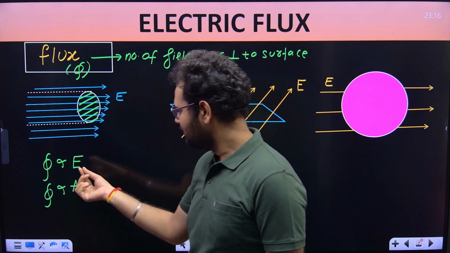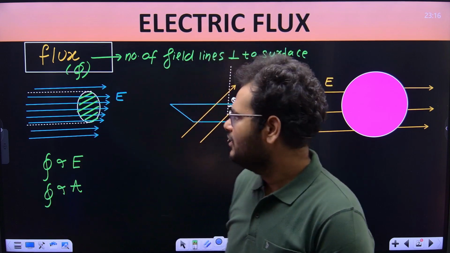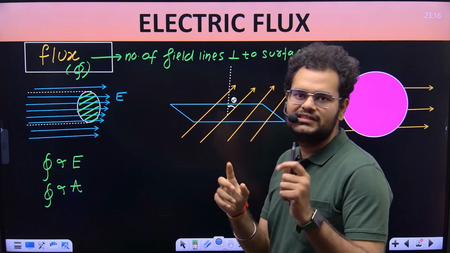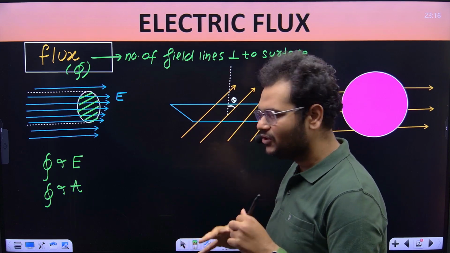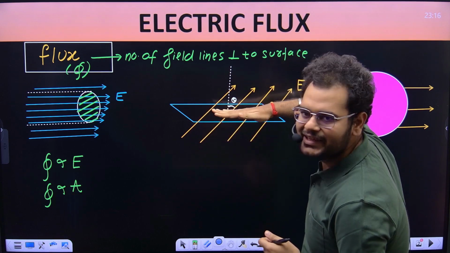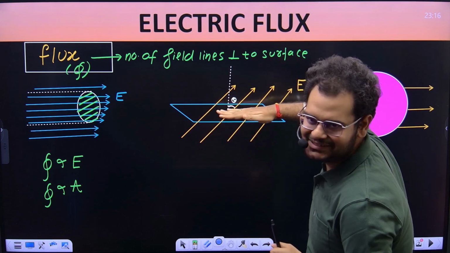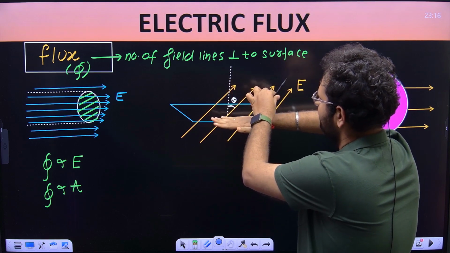So flux depends on electric field and area, that we understood, sir. Is there any other thing on which flux is dependent? Yes, there is. Orientation. Flux also depends on orientation. How? Let me explain. Let us say this is an area. Which plane is this area in? This is the XZ plane. And our electric field lines are cutting like this.